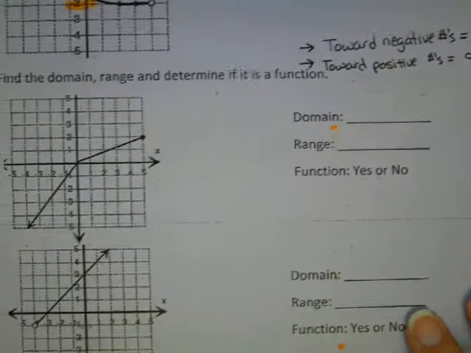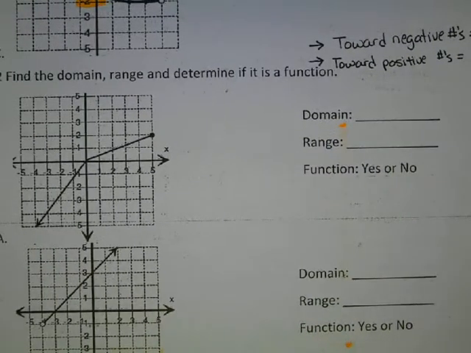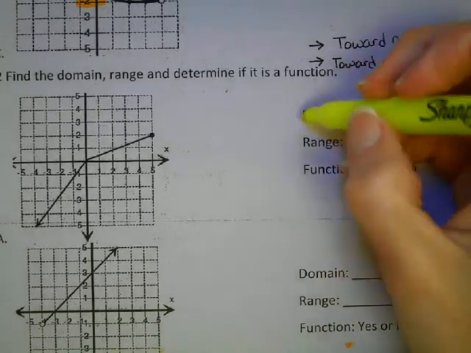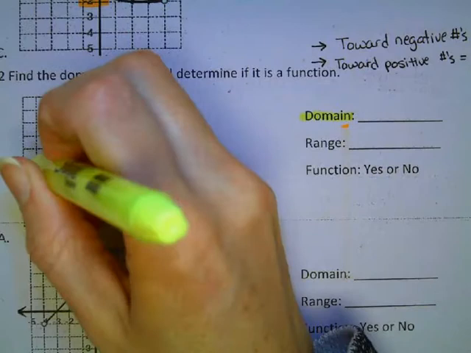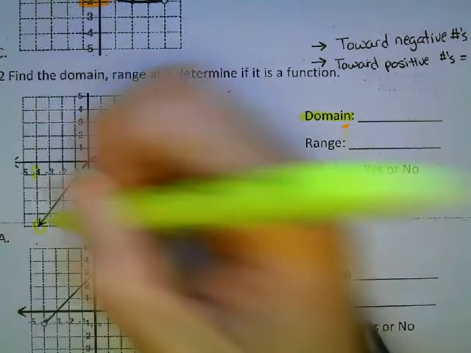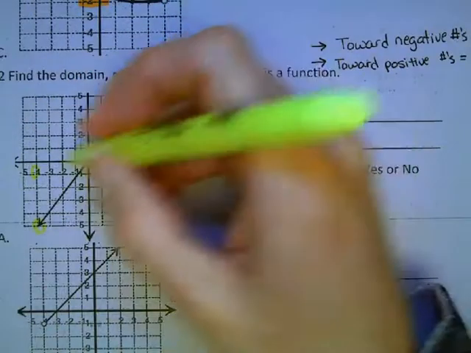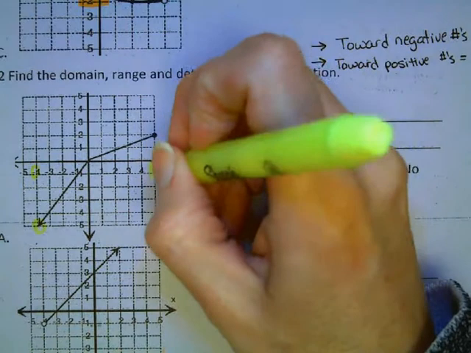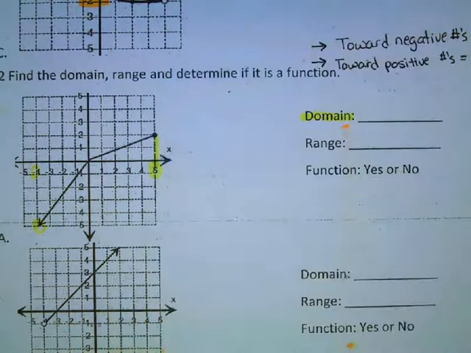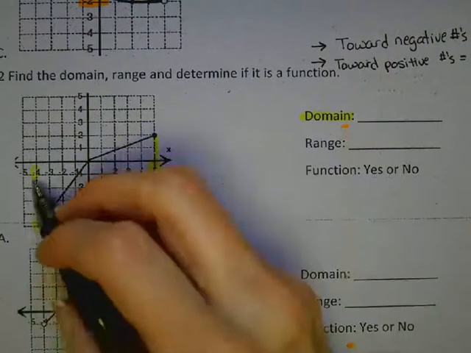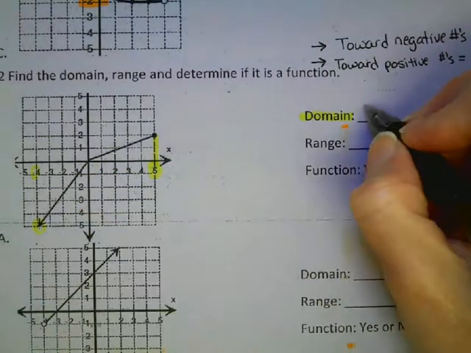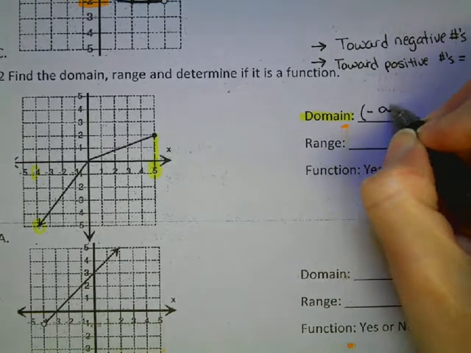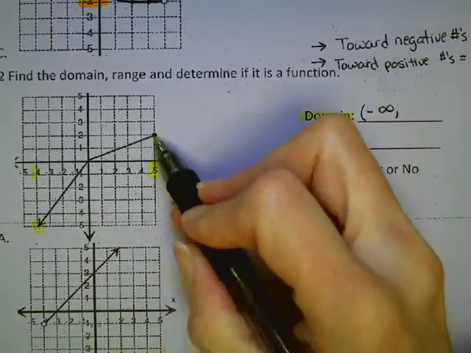Still the same idea, domain is left to right, so the farthest it goes left, it looks like is negative 4, but if you notice at the end of that, it has an arrow. Farthest it goes to the right is at 5, so I'm going to say at negative 4, since it had an arrow going negative, I'm going to say it goes to negative infinity, but at the number 5, it has a closed circle, so we'll say that's 5 with a bracket.